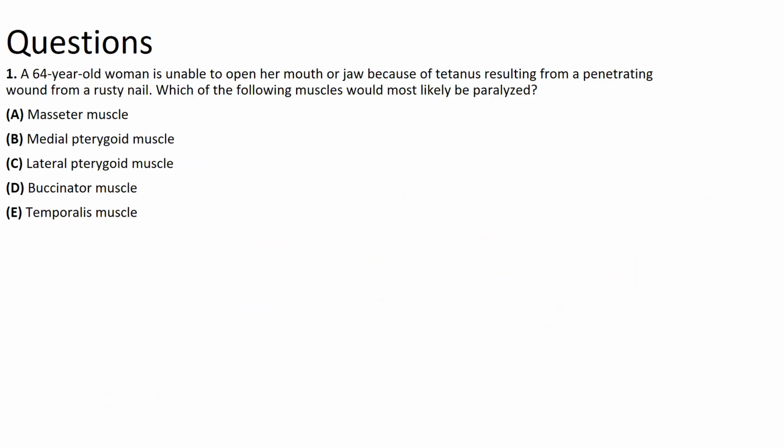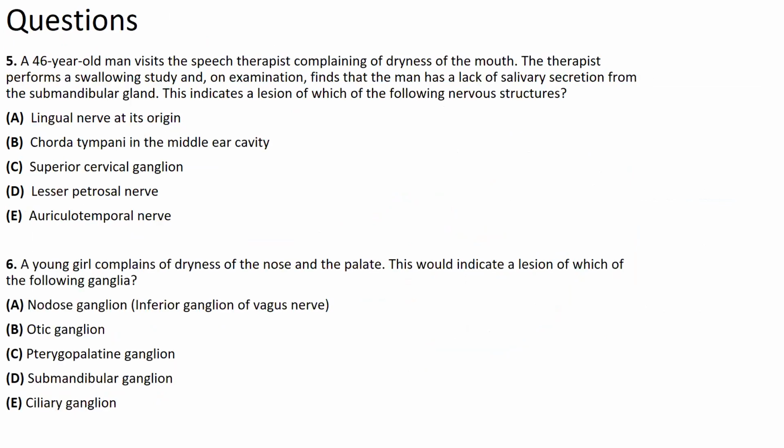So here's a couple questions. A 64-year-old, and I'm going to preface this, I don't really like this question, but a 64-year-old woman is unable to open her mouth or jaw because of tetanus resulting from a penetrating wound from a rusty nail. Which of the following muscles would most likely be paralyzed? Again, I don't think it's a good question, but that's going to be the lateral pterygoid muscle, since tetanus is usually spastic paralysis, not flaccid. But anyways, lateral pterygoid is what opens the mouth.